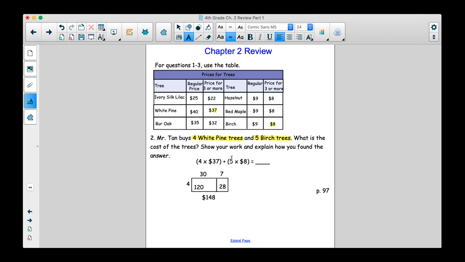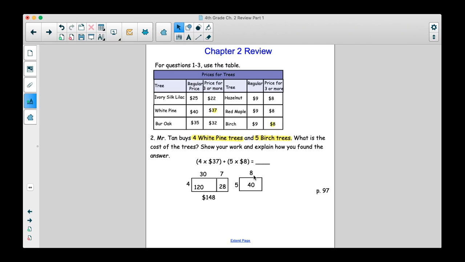And luckily, the 5 birch trees are just $40. That's a fact that I know. 5 times 8 is 40. If you wanted to, you could also put it into a model, but you probably don't need to because you probably know how to count by fives. So 5 times 8 is 40. So if you wanted to see it in a model, there it is.